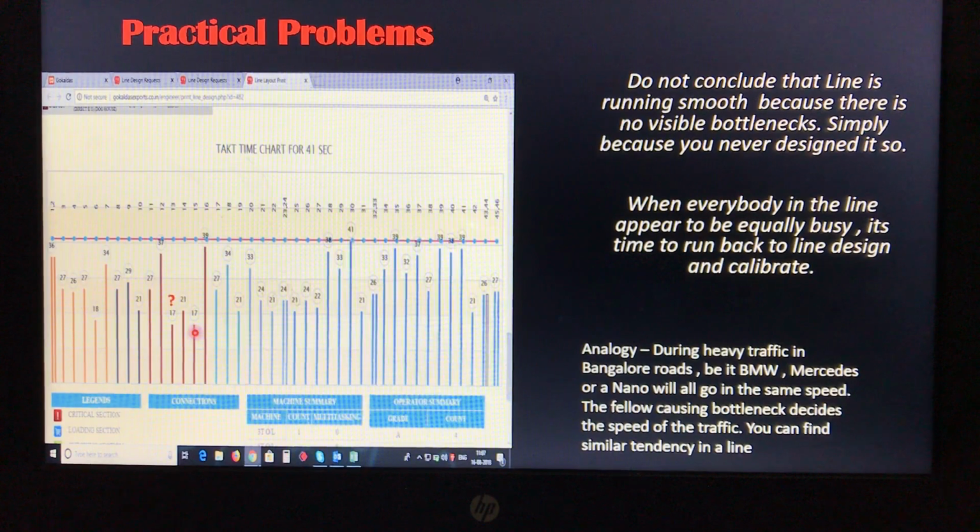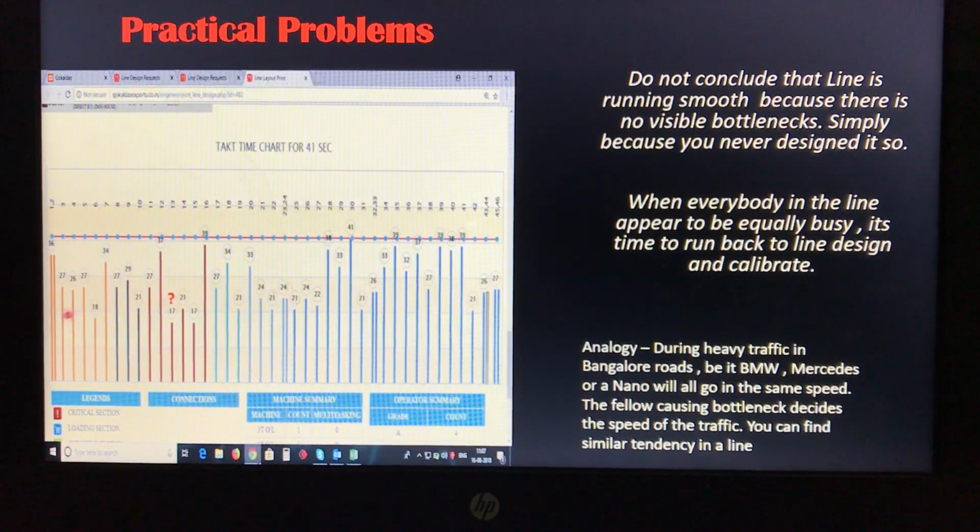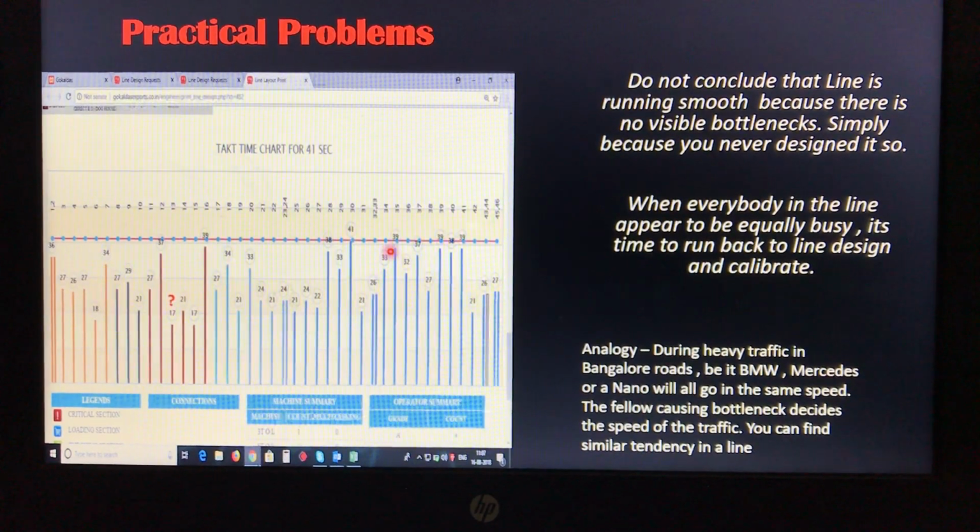What really is happening there? How is it that even though the line design says that these people at 17 or 21 or 18 seconds are supposed to have lesser workload, even they have the same amount of workload as the higher SAM operations? So what really happens here? This is very key to understand.